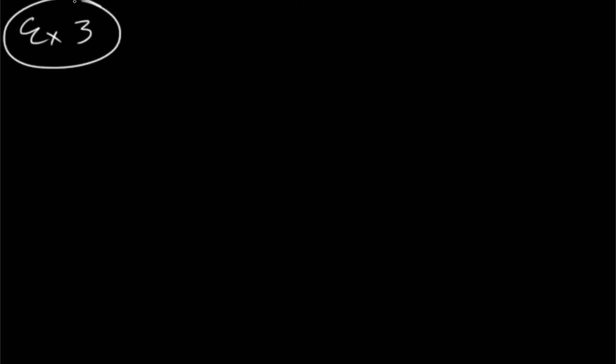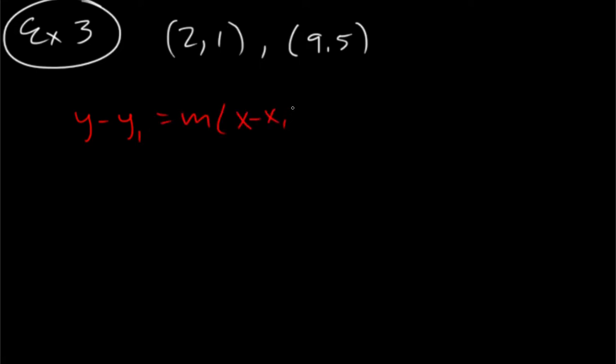Alright, example 3. Find the equation of line that goes through these 2 points. So this is going to be really similar to the one we just did. We're still going to use our point slope form. The only problem is we're not given m. Now we can choose either one of these points. This one looks easier to me, so I'm going to call this one x1, y1. But we need to calculate the slope. So I'm going to also call this one x2, y2.